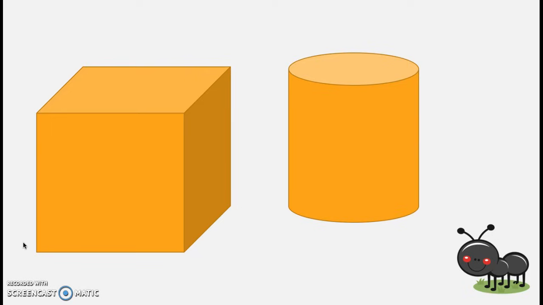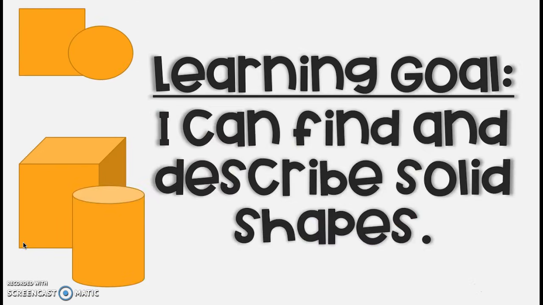"Hey, these shapes look totally different from just like a regular square and a regular circle. I wonder why." When Katie was up high, she just saw a square and a circle, but when Annie, the ant, was low next to it, she saw something different. Well, this is actually perfect because our learning goal is all about this reason. Our learning goal says, I can find and describe solid shapes.